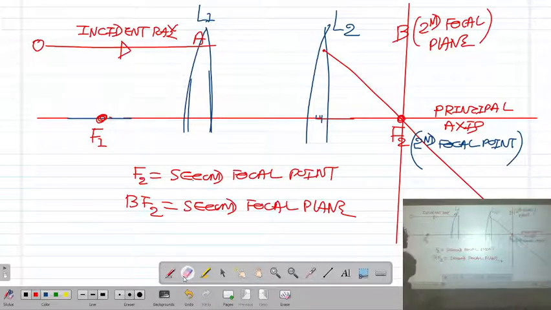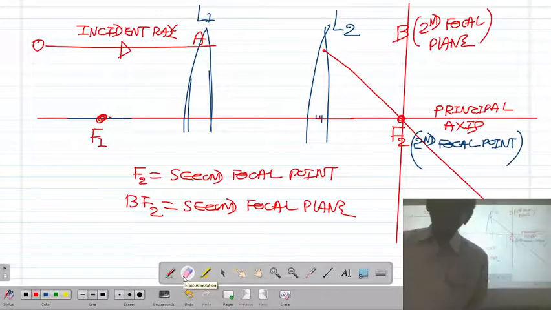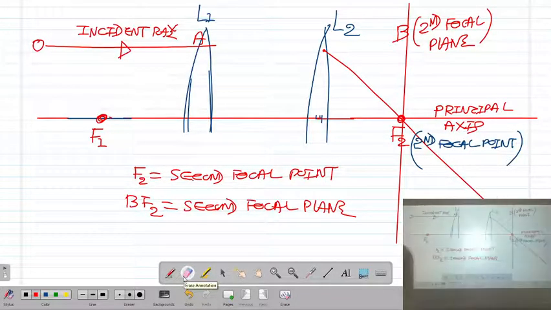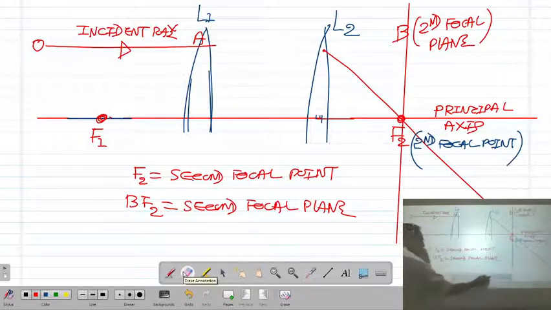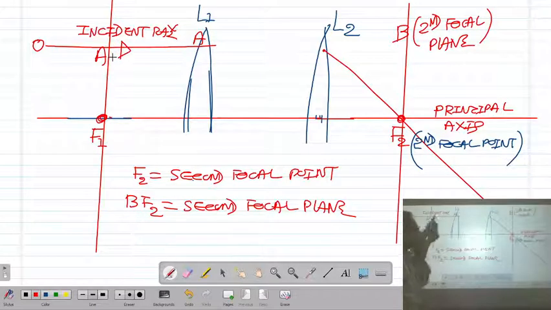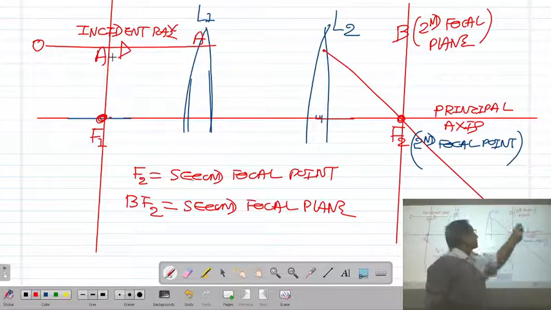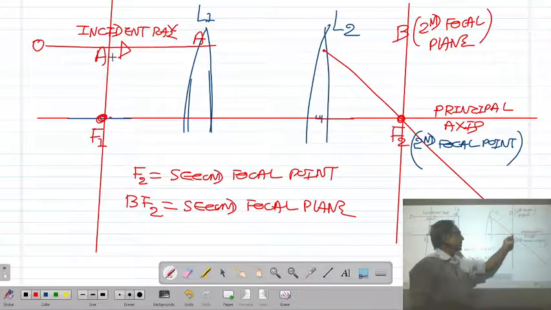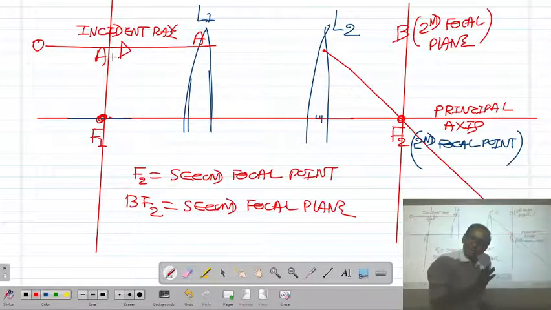Now we describe principal points, and lastly we describe the nodal points. So now we move to the next article, focal points. We have completed. F1 is called the first focal point. The plane passing through the first focal point F1 and perpendicular to the axis AF1 is called the first focal plane. F2 is called the second focal point. The plane BF2 passing through F2 and perpendicular to the axis is called the second focal plane.